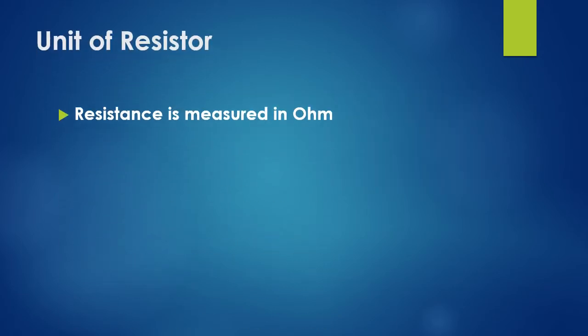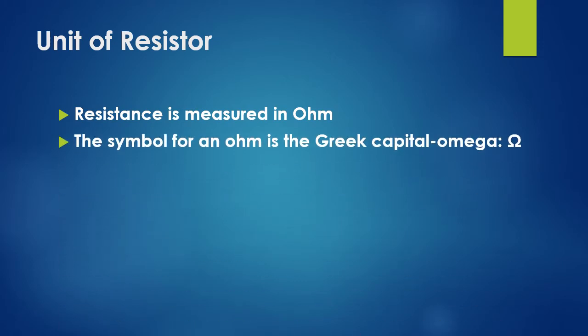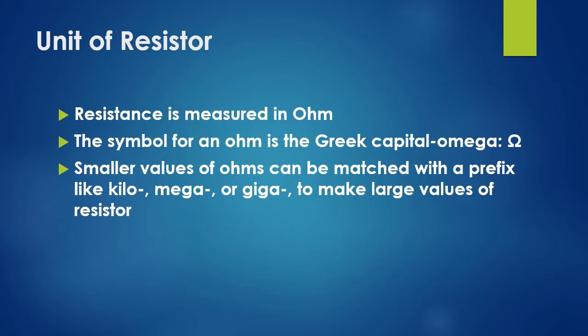Unit of resistor. Resistance is measured in ohm. The symbol for ohm is the Greek capital omega. The smaller values of ohms can be converted into larger values like kilo, mega, giga ohm, etc.